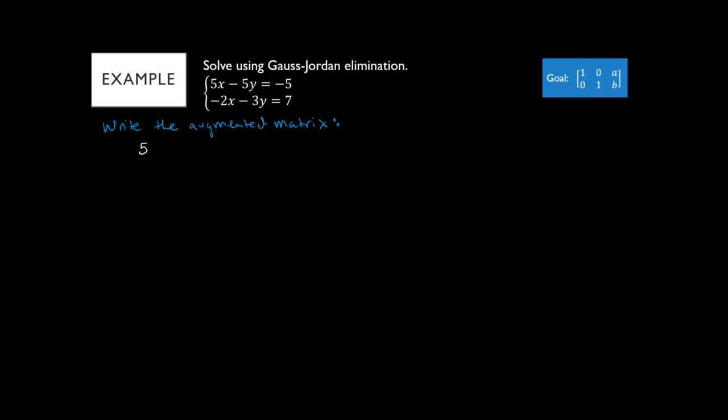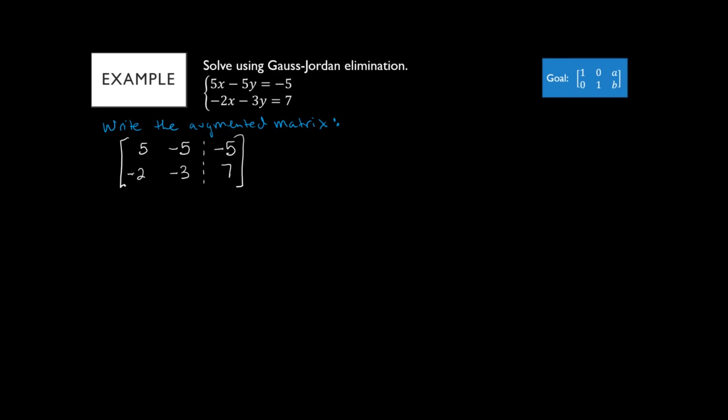So it's just the coefficients. So we've got 5, -5, -5, and then -2, -3, and 7. And then if you want, you can put a dashed line to separate where you want your identity matrix from the answers.